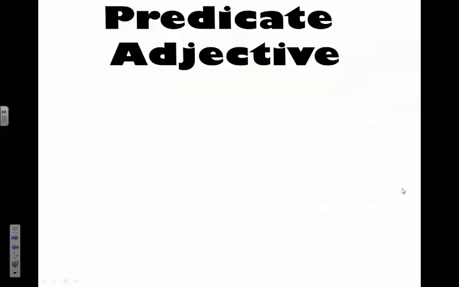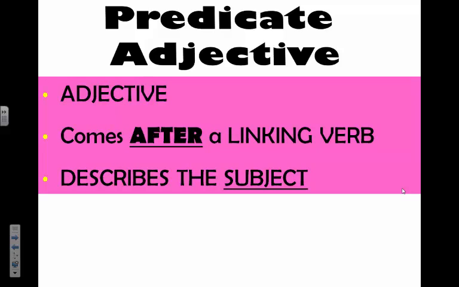All right, so that was predicate nominatives in a nutshell. Let's move on to predicate adjectives. I guess you will never in a million years guess what part of speech a predicate adjective is. That's right. It's an adjective. It comes after a linking verb, just like a predicate nominative, and it describes the subject, which makes sense because adjectives are modifiers that describe nouns or pronouns.